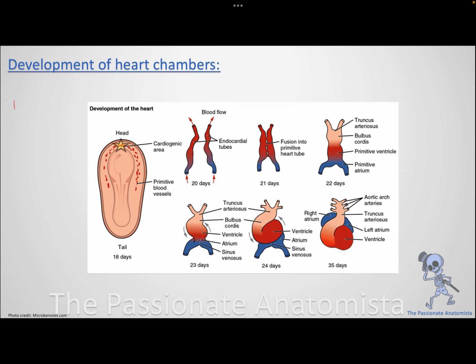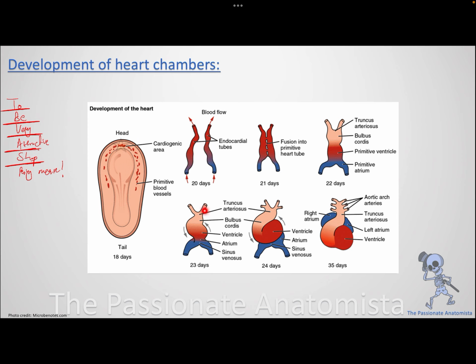You can remember it by this mnemonic, which is: to be very attractive, stop being mean. So, truncus arteriosus, bulbus cordis, ventricle, atrium, sinus venosus.